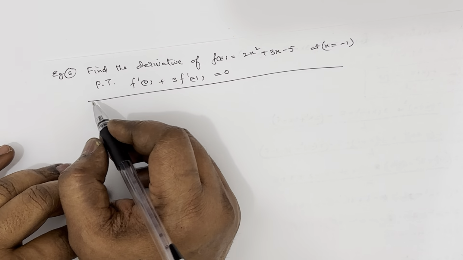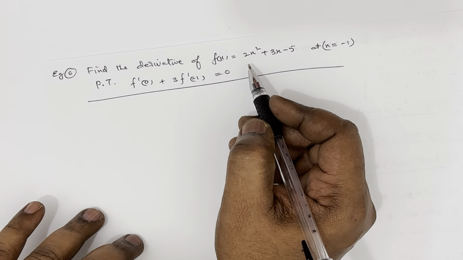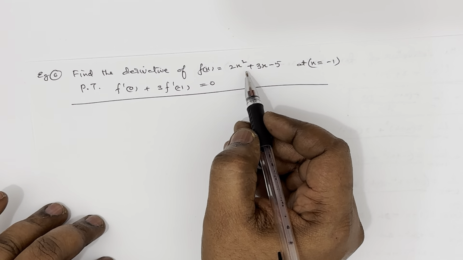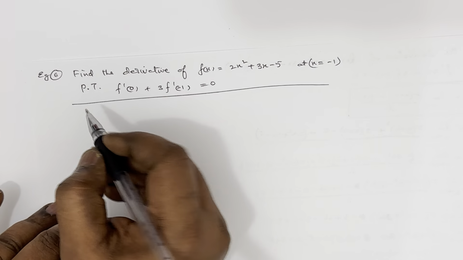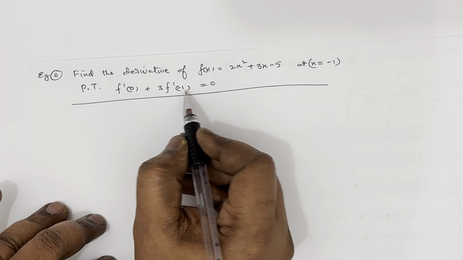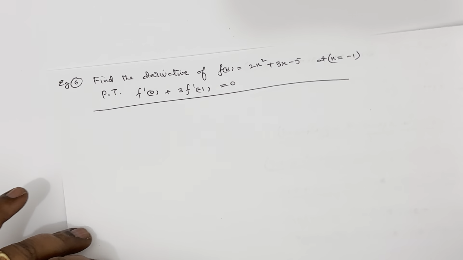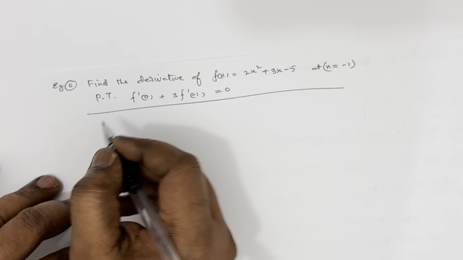Okay, let's do example 6. Find the derivative of the function f of x is equal to 2x squared plus 3x minus 5 at x is equal to minus 1. Also prove that f dash of 0 plus 3 f dash of minus 1 is equal to 0. Okay, so let's find the derivative of the function at x is equal to minus 1.